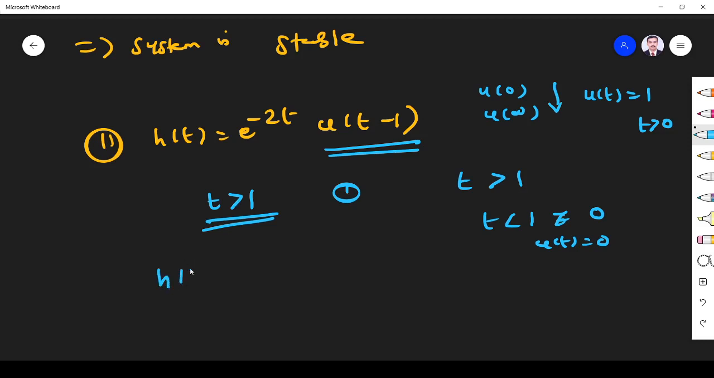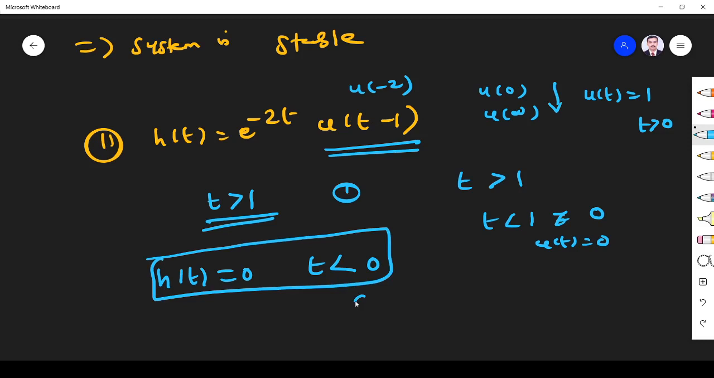So t is greater than 1. That implies h of t is 0 for t less than 0, because when you substitute t equal to 0 itself, it will become 0. T less than 0 minus 1 means u of minus 2, u of minus 2 is 0, so h of t will be 0. u of minus 3 is 0. So for t less than 0, the impulse response is 0. So the system is a causal system.